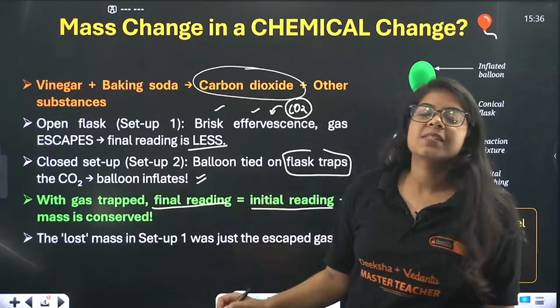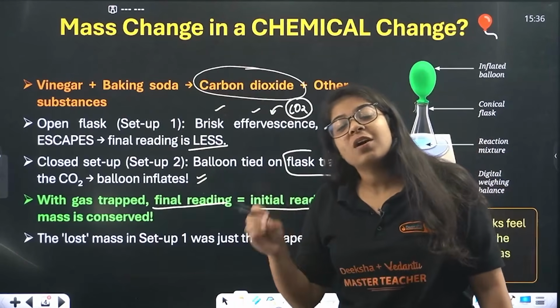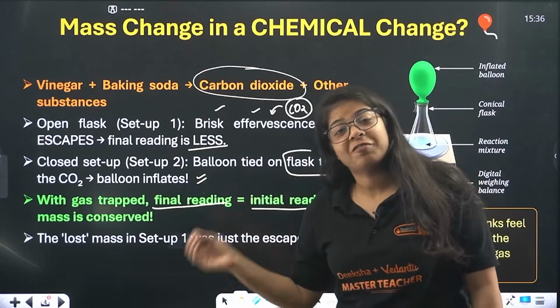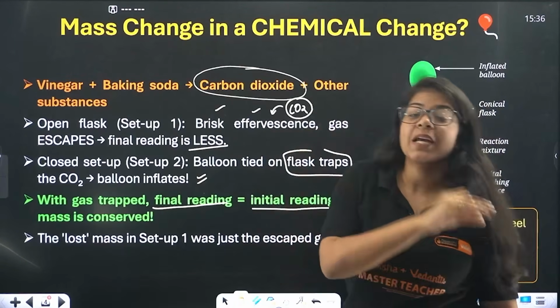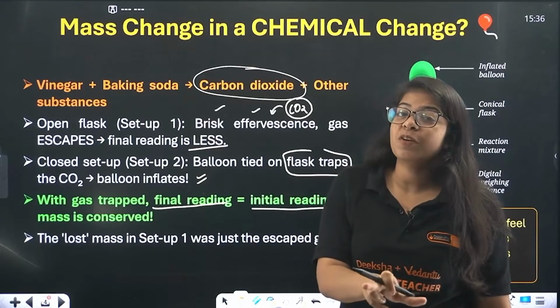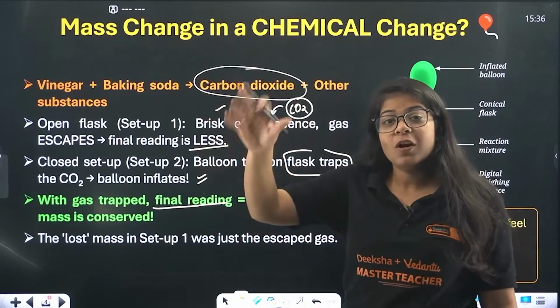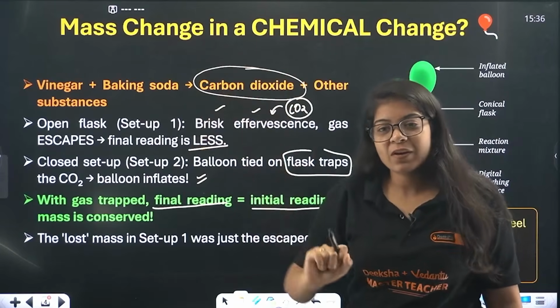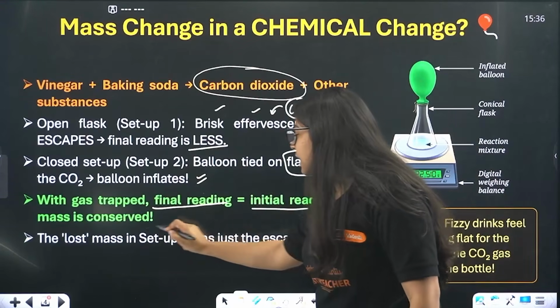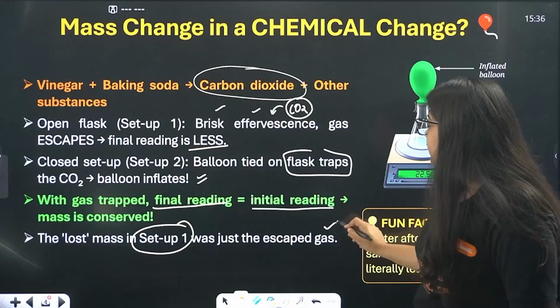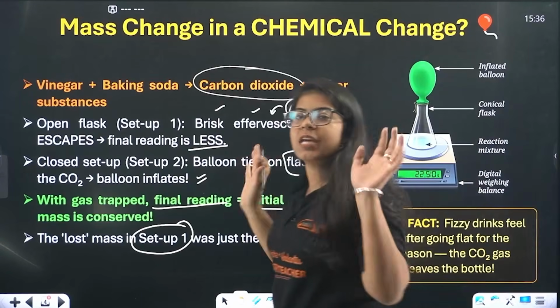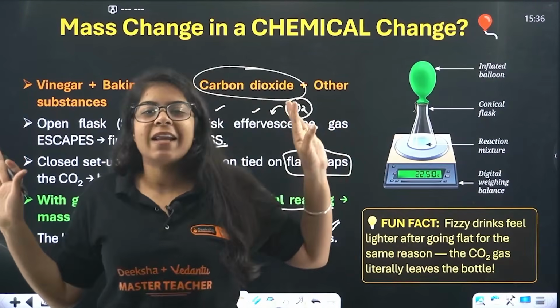With gas trapped, the final reading is equal to the initial reading. Hence, the mass is conserved, which was our law of conservation of mass: mass can neither be created nor destroyed but can be changed from one form to another. So baking soda and vinegar mass is changed into carbon dioxide. The lost mass in setup 1 was just the escaped gas. The CO2 escaped, it was free, so it ran away.